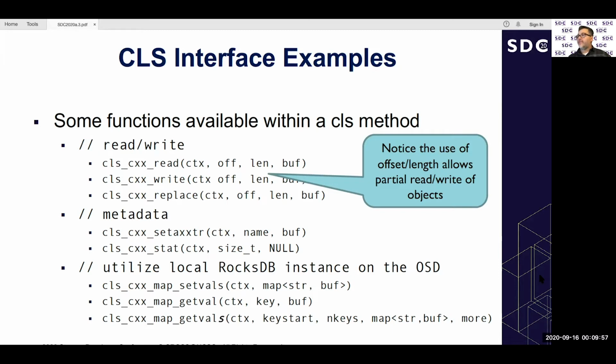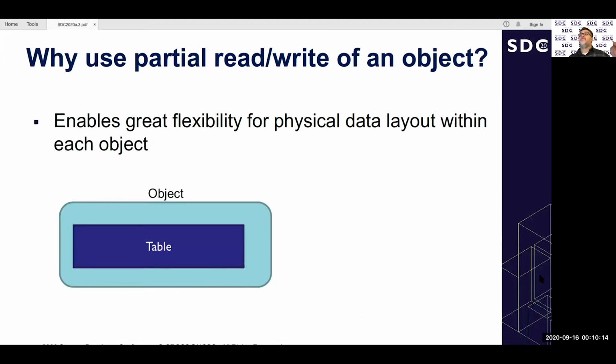So critically here, I want to mention the use of offset length. This allows, in Ceph, you to read and write partial objects. So we can actually, like I mentioned, split tables and move them around on objects where we like, for different reasons that will become clearer as we go along. And why would we want to do that?